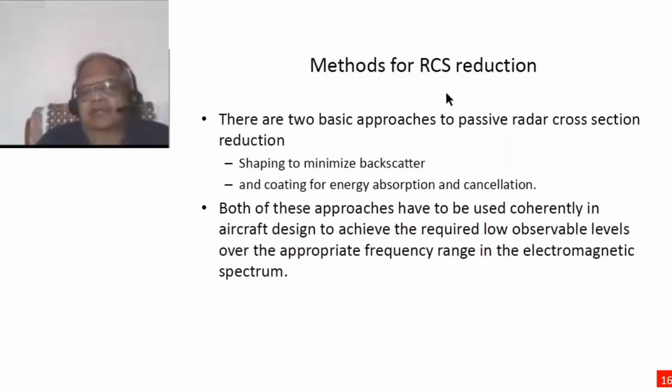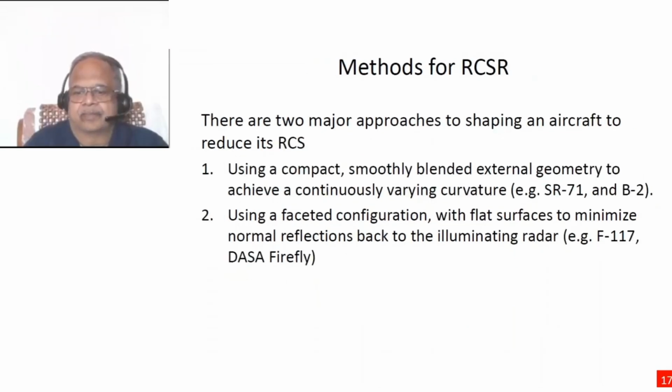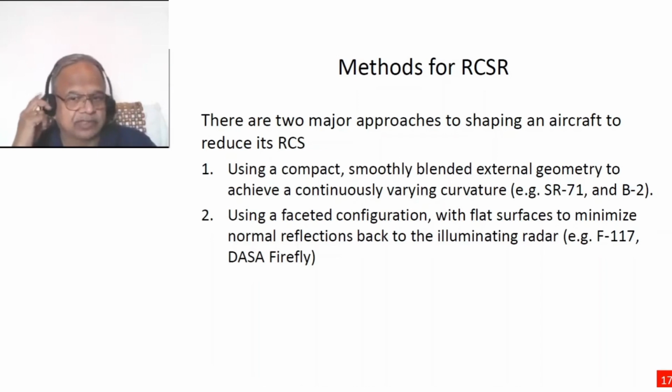So, methods of RCS reduction: there are two basic approaches. There are two major approaches to shaping an aircraft to reduce its radar cross-section, or RCS, as it's usually referred to. One is using a compact, smoothly blended external geometry to achieve a continuously varying curvature, for example, in the SR-71 Blackbird, and of course the B-2 bomber. The other is using a faceted configuration, meaning with flat surfaces to minimize normal reflections back to the illuminating radar. For example, the F-117 and the DASA Firefly.